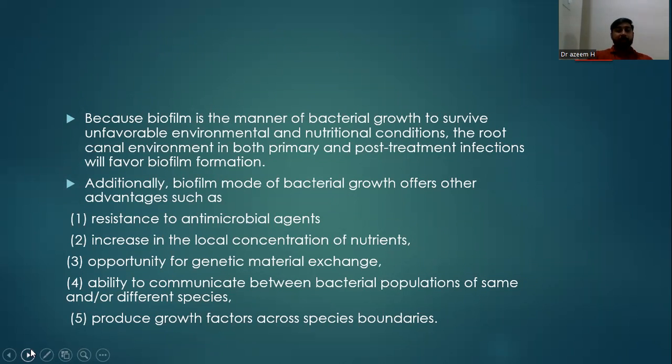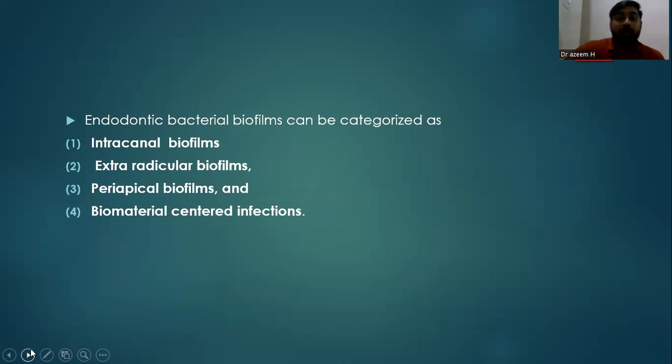Additionally, the biofilm mode of bacterial growth offers other advantages like resistance to antimicrobial agents, increase in the local concentration of nutrients, opportunity for genetic material exchange, and ability to communicate between bacterial populations of the same and or different species. This ability of the bacteria to communicate between bacterial populations of the same and or different species is known as quorum sensing. It also helps produce growth factors across species boundaries. Endodontic microbial biofilms can be categorized as intracanal biofilms, extraradicular biofilms, periapical biofilms, and biomaterial-centered infections.